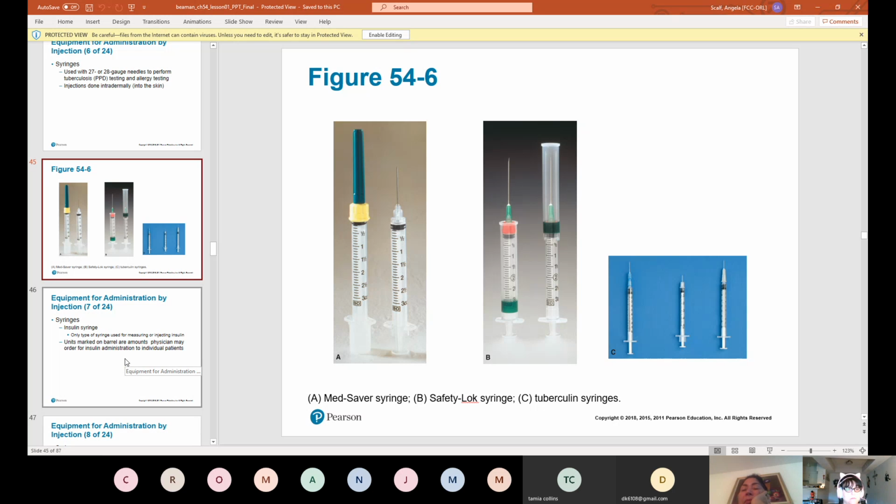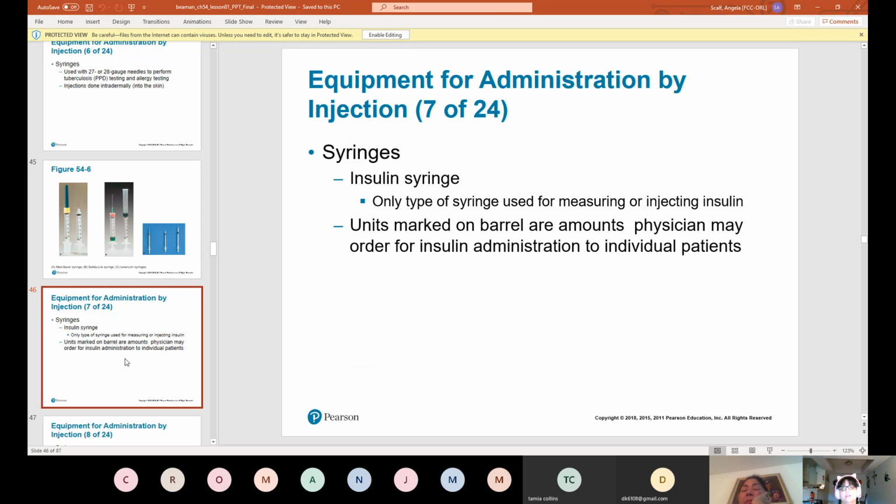Now, the insulin syringe is one of the ones that I'm going to stress, and then I'm going to stress again, and then I'm probably going to bring it back up a few hundred other times. When you are working with a patient who is diabetic and you are administering insulin, you got to understand that insulin's a life-saving drug, okay? Giving them the right dose can save their life. Giving them the wrong dose can end their life.